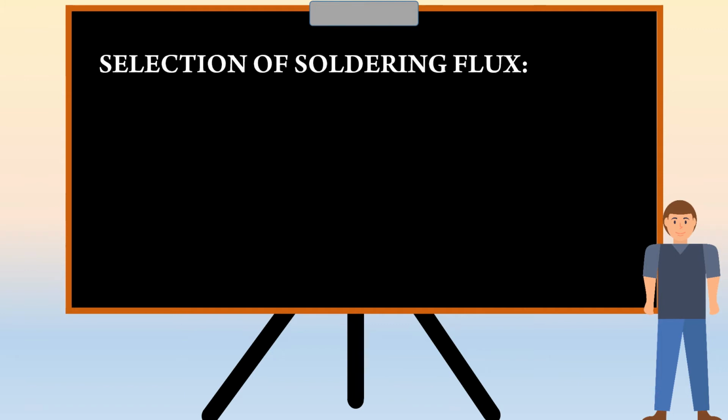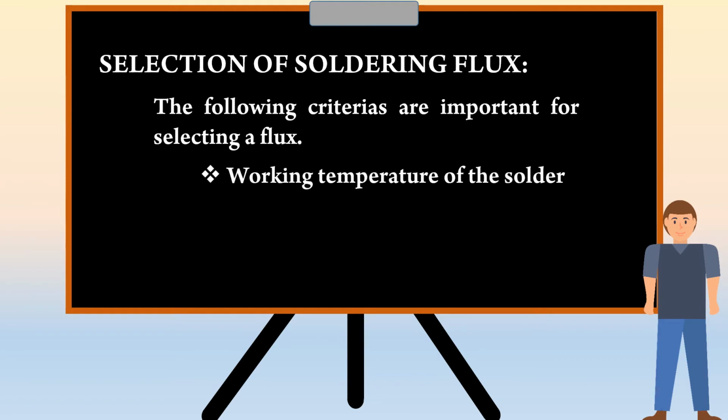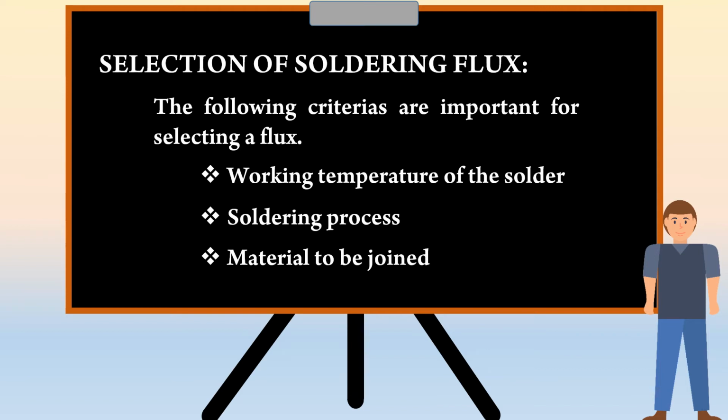Before we can make a soldering, first we have to select the soldering flux. The following criteria are important for selecting a flux. The first one is the working temperature of the solder. Second one is the soldering process. And the last one is the material to be joined.